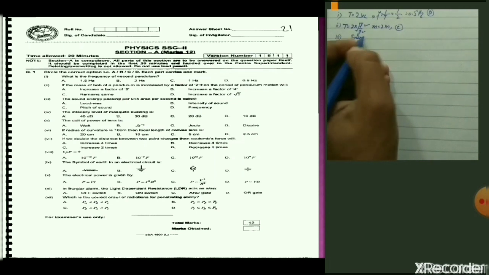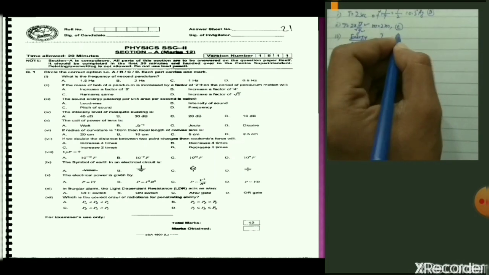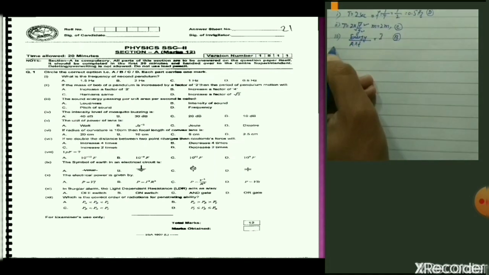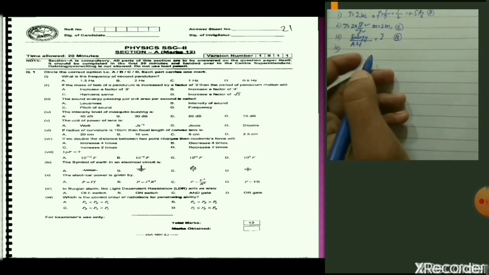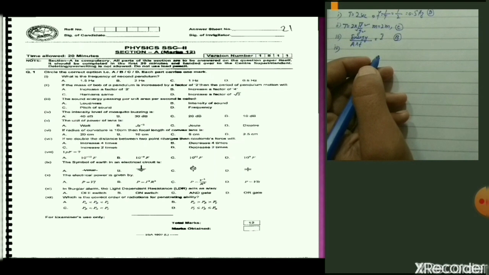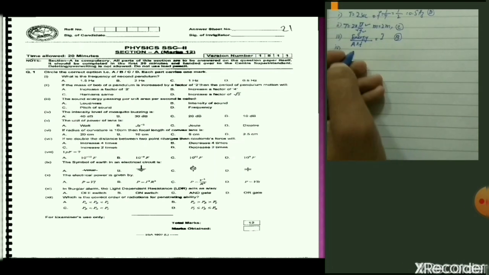Now part 3: The sound energy passing per unit area per unit second, means sound energy per unit area per unit time, which is known as intensity of sound. Option B is correct. Part 4: The intensity level of a mosquito buzzing is how much? 40 decibel, 30, 20 or 10, which is a constant value, that is 40 decibel.